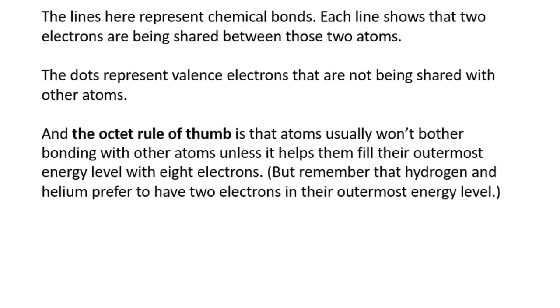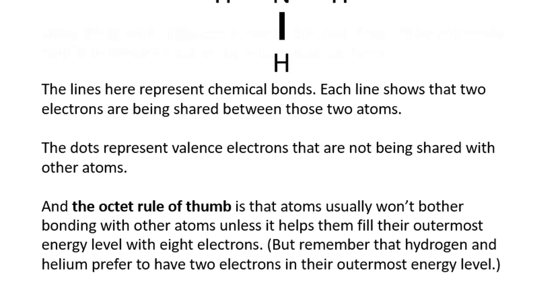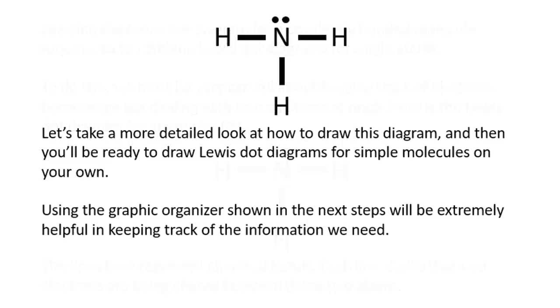And the octet rule of thumb is that atoms won't bother bonding with other atoms unless it helps them fill their outermost energy level with 8 electrons. But remember that hydrogen and helium prefer to have 2 electrons in their outermost energy level, not 8. Let's take a more detailed look at how to draw this diagram, and then you'll be ready to draw Lewis dot diagrams for simple molecules on your own.